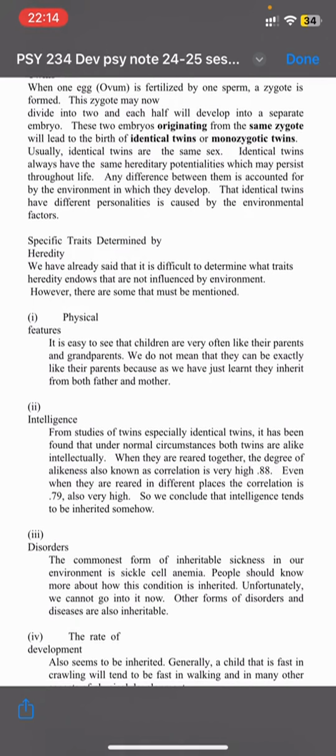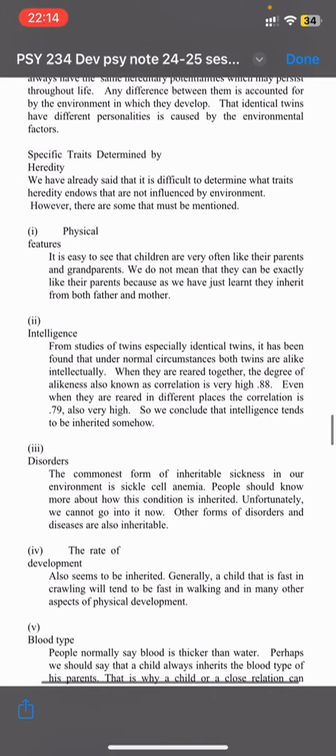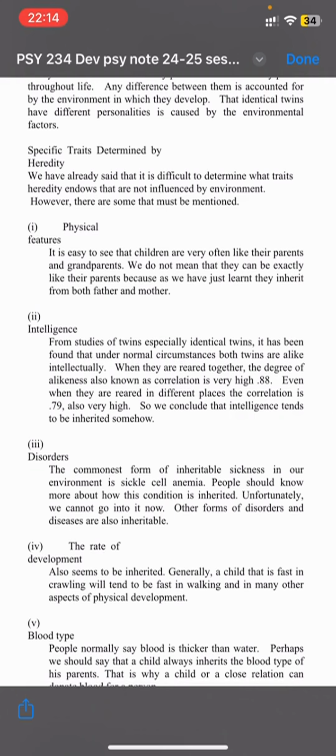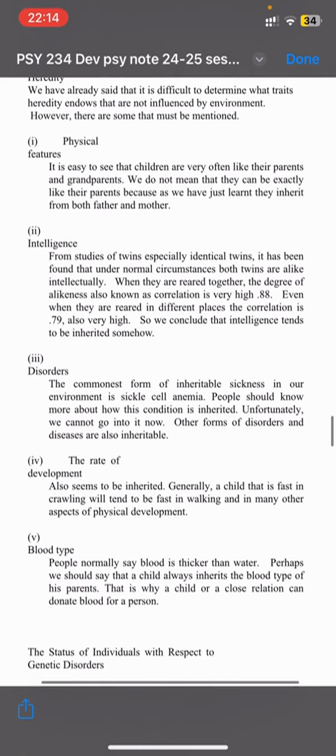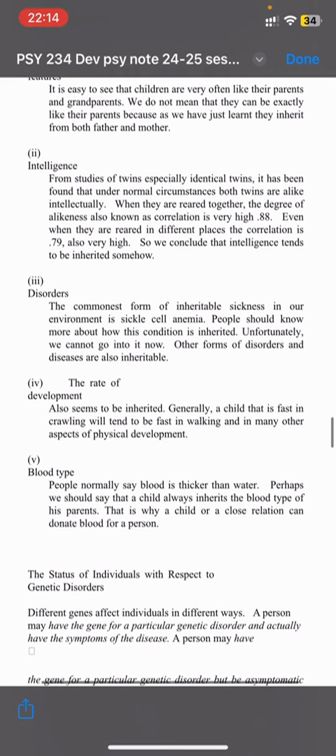Okay, just going to continue on that. Now, we have already said that it's difficult to determine what traits heredity endows that are not influenced by the environment. However, there are some that must be mentioned. So, physical features. It is easy to see that children very often resemble their parents. We do not mean that they're exactly alike, as we have just learned they inherit from both father and mother. Intelligence too is also inherited somehow. Disorders are also inherited from your parents.